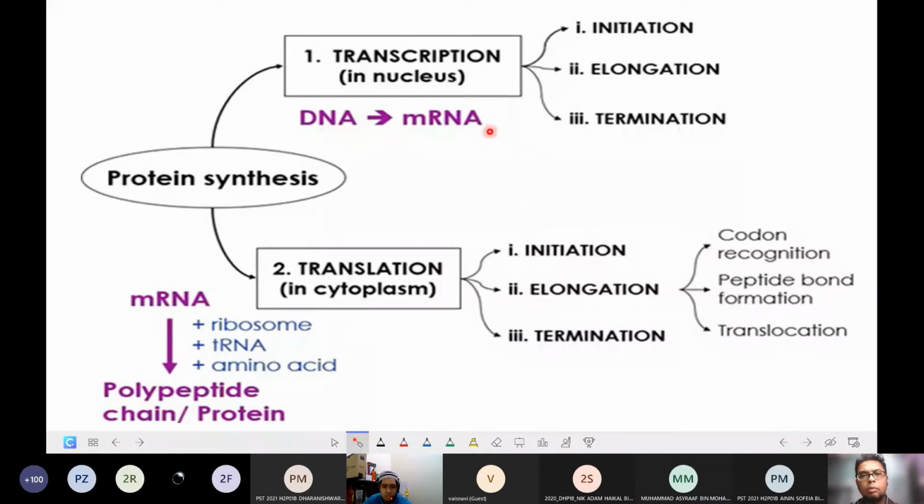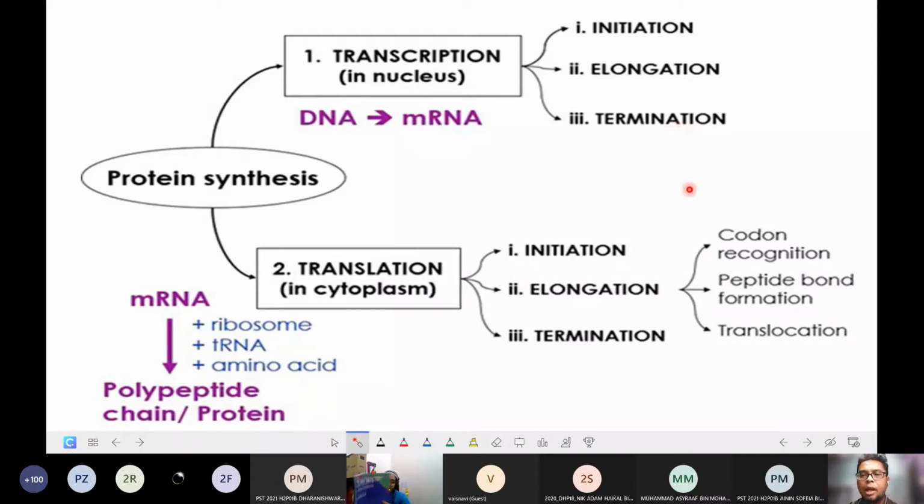These two processes of protein synthesis consist of several stages. For transcription, there are three stages: number one is initiation, number two is elongation, and number three is termination. The same goes for translation, which can also be divided into three stages, also named initiation, elongation, and termination. However, the events occurring during these stages will be different from those in transcription.